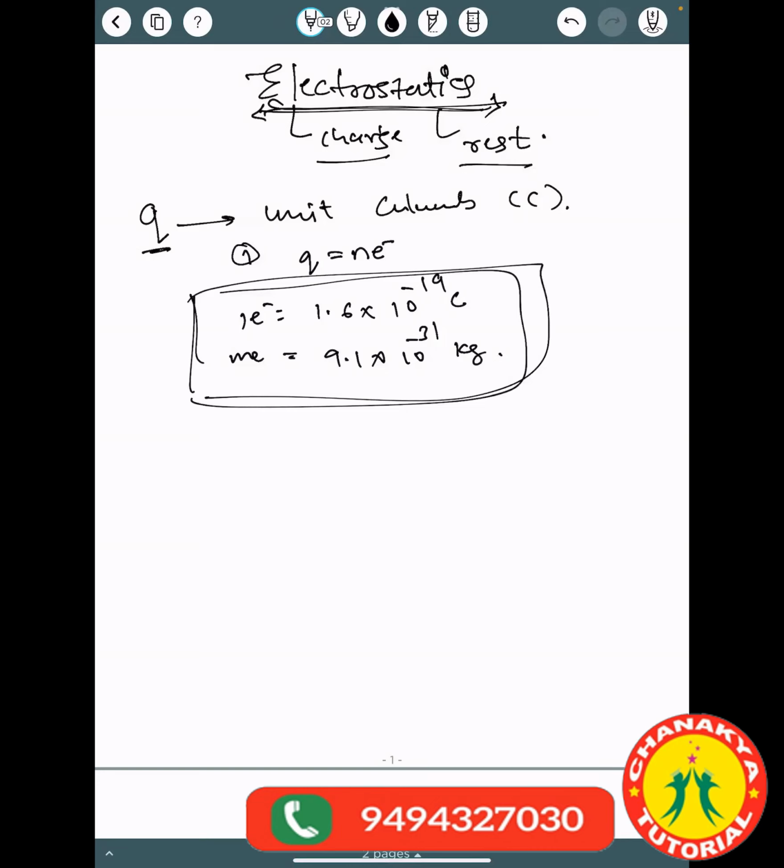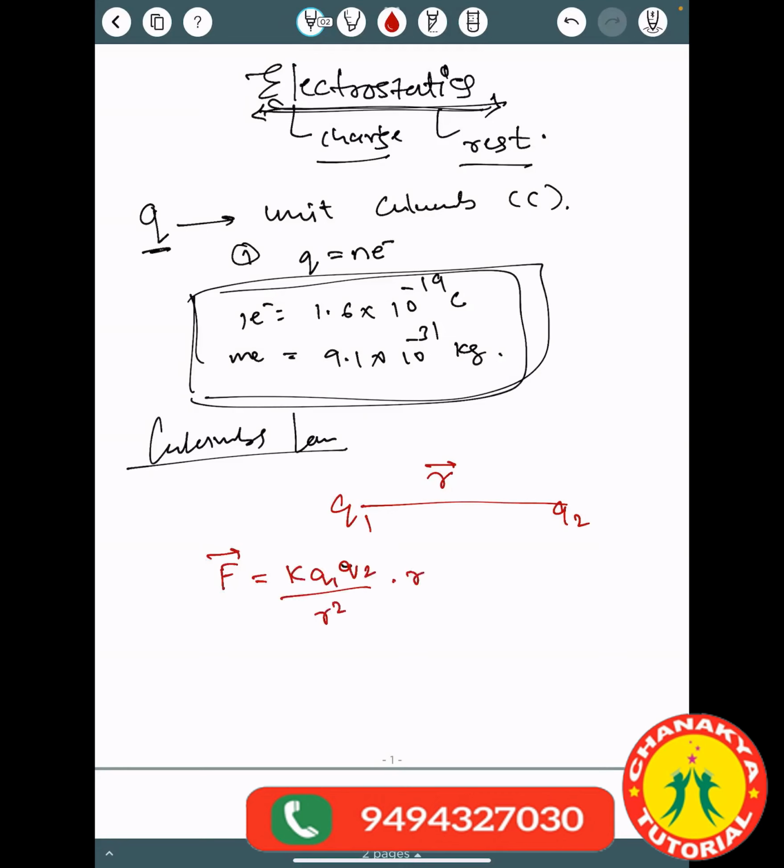So then we talk about Coulomb's force, Coulomb's law. What it says: if we have two charges, Q1 and Q2, and they are separated by a distance r vector, the force between them is given as k q1 q2 by r square into r cap. The direction of force will be along the line joining them.